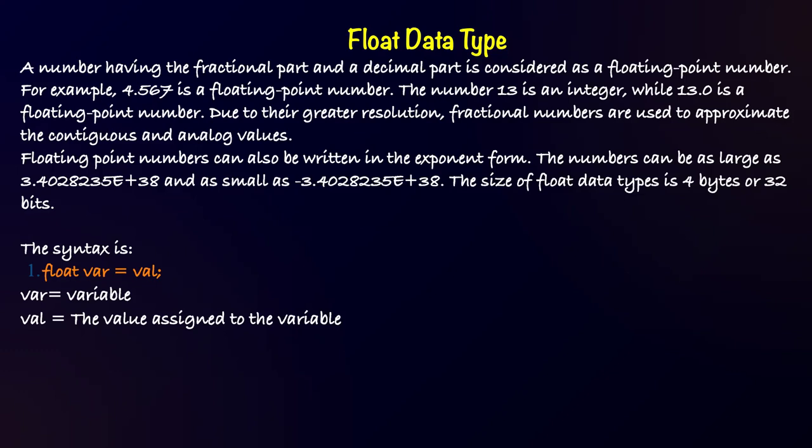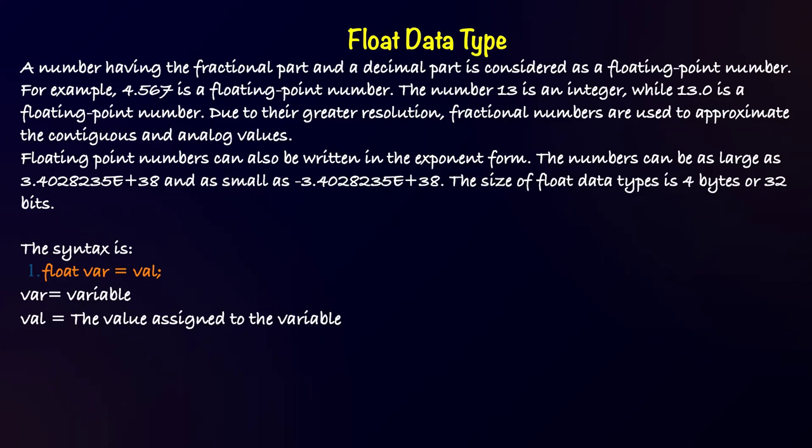The numbers can be as large as 3.4028235e+38. Whenever you see a combination of numbers and alphabets like this, don't be scared. And as small as minus 3.4028235e+38. The size of the float data type is 4 bytes or 32 bits. That you need to keep in mind.